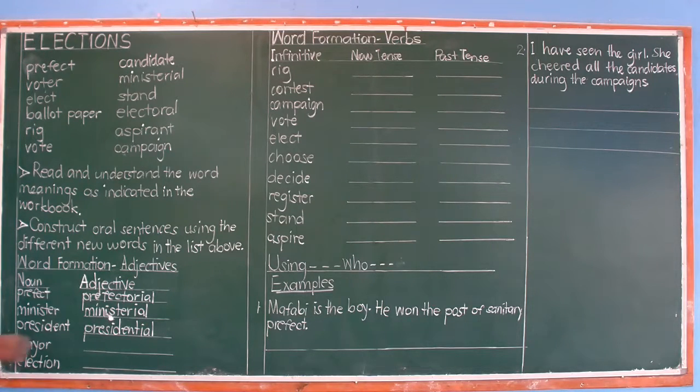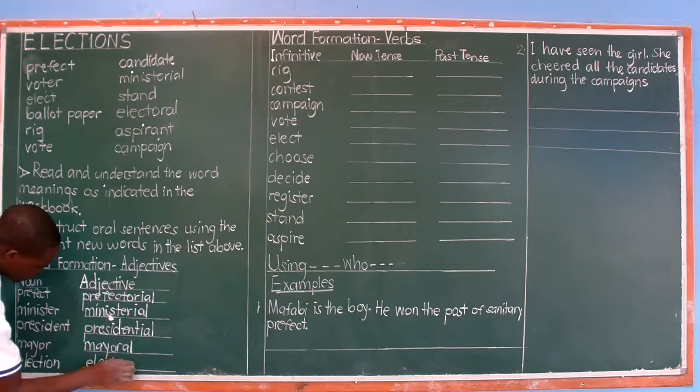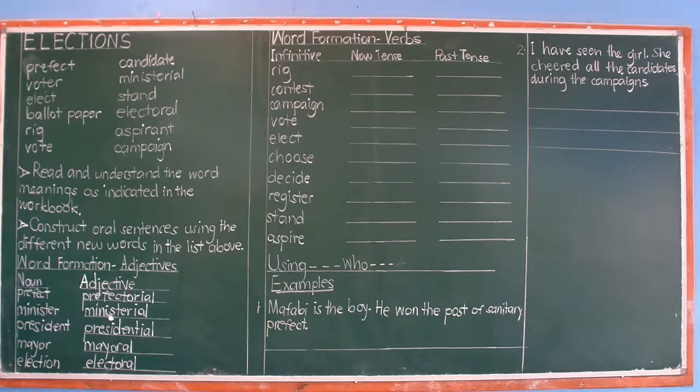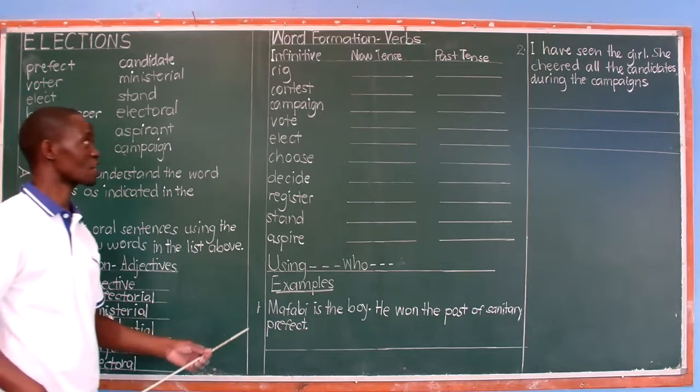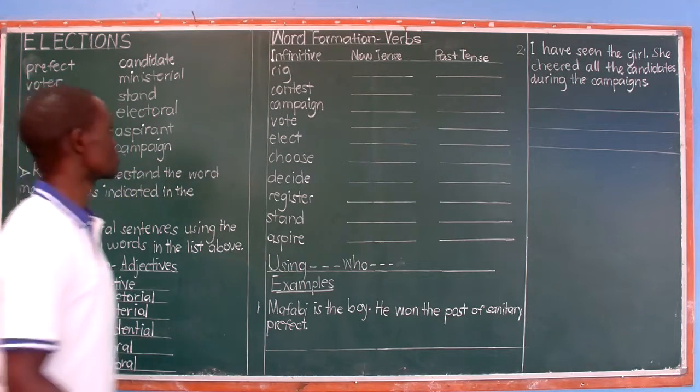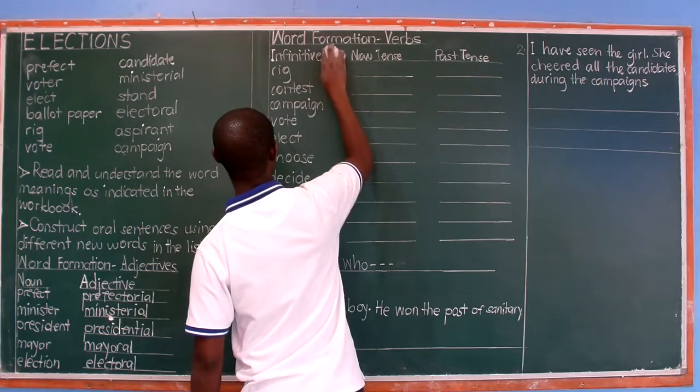Mayor, from mayor we talk about M-A-Y-O-R-A-L, mayoral. Mayoral is our adjective from mayor. Finally, in this list, election. From election, the adjective is electoral. Remember, adjectives are normally used before nouns. They can also be used in end position, but this one in particular is used before a noun. The electoral commission, very common. During time for campaigns, during time for voting. That adjective, electoral, is very common.